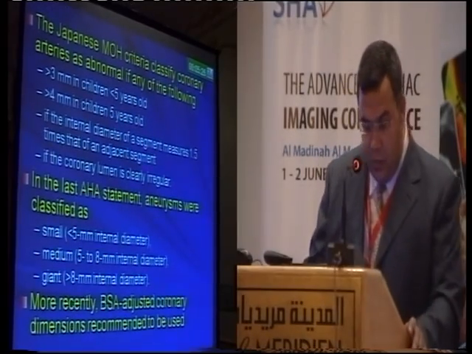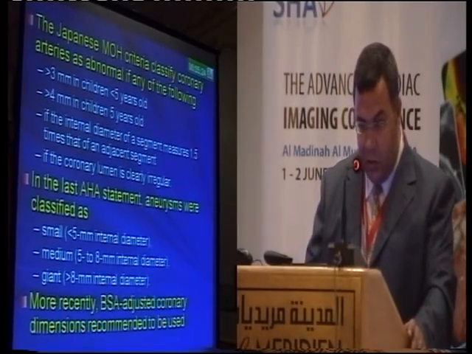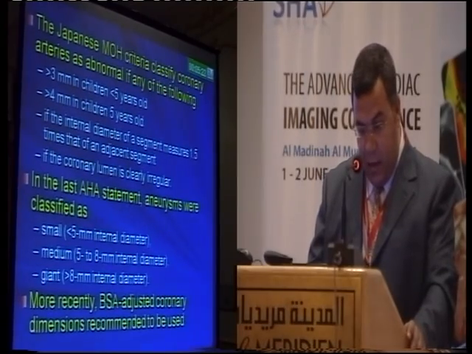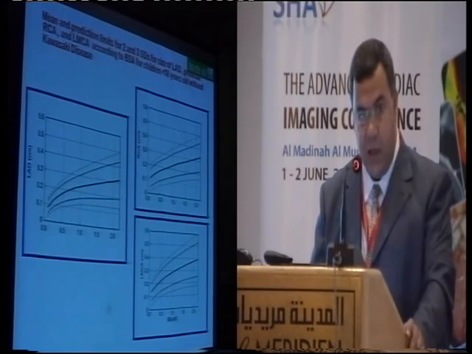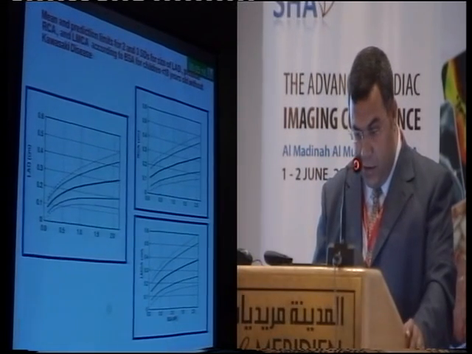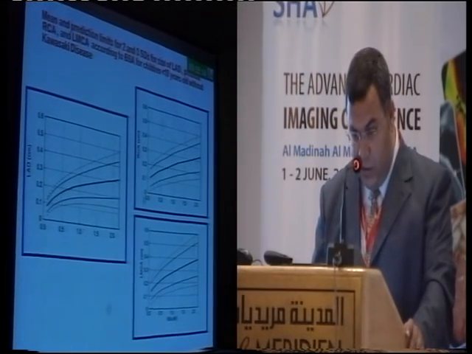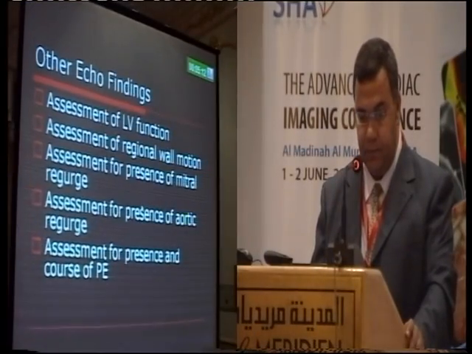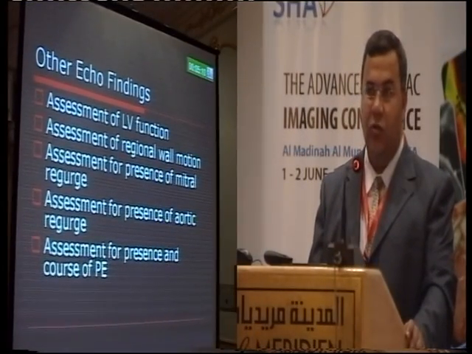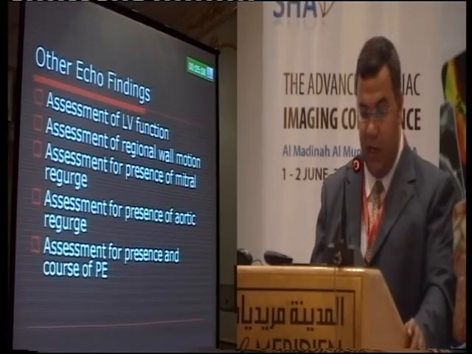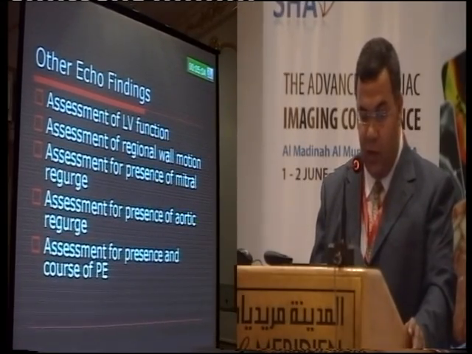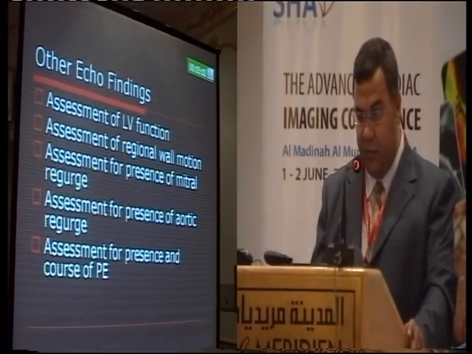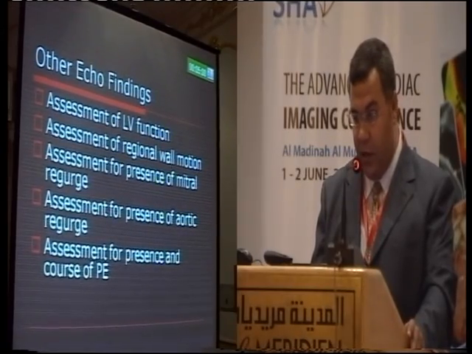And more recently, body surface area adjusted coronary diameters dimensions were recommended for use mainly for LAD and RCA and left main coronary artery. During echo, we will assess other findings like LV function, regional wall motion, presence of mitral or aortic valve regurgitation, and presence and course of pericardial effusion.